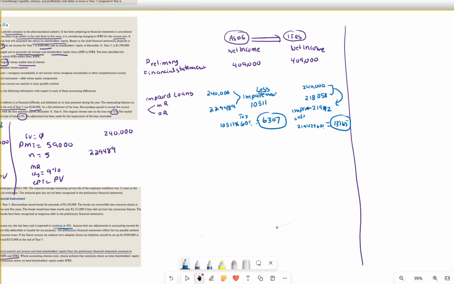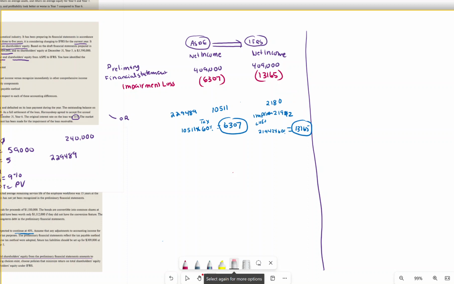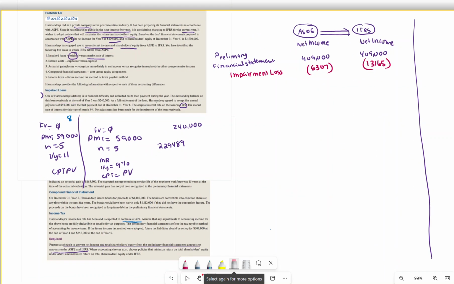I should have done this somewhere else, but now I'm just going to erase everything. So the adjustment that I have to make for the impairment loss on the loan will be 6307 here, and 13165 here. So I'm going to erase this. You can also go back and watch the video again. So this one was my first one, so we dealt with it.